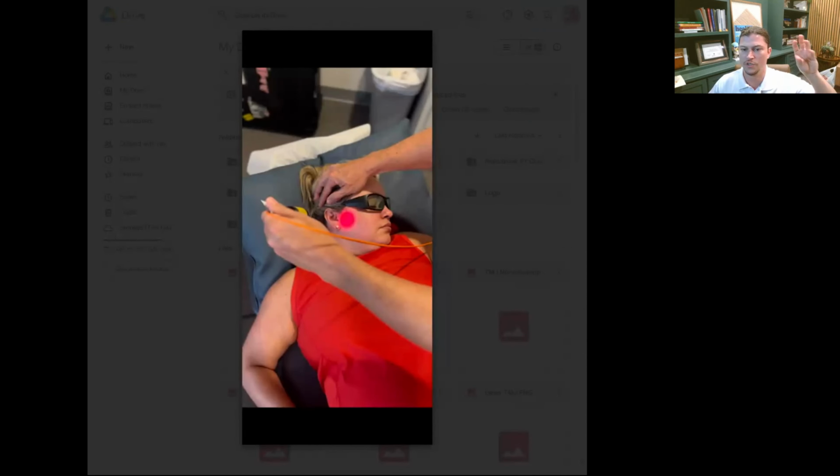Another treatment that is really effective that we use a lot is something called high-intensity laser. That's what you're seeing here. We use a high-intensity laser that penetrates upwards of like 5 inches in through the tissues.